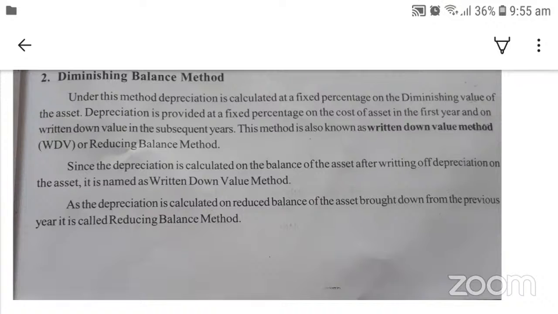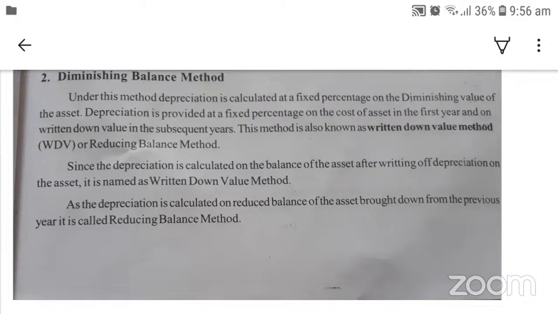Depreciation is provided at a fixed percentage on the cost of the asset in the first year. In the first year, the depreciation will be calculated on the cost of the asset. But in the second year, the amount of depreciation will change. On the written down value, we will calculate the depreciation in the subsequent years. This method is also known as the written down value method or reducing balance method.